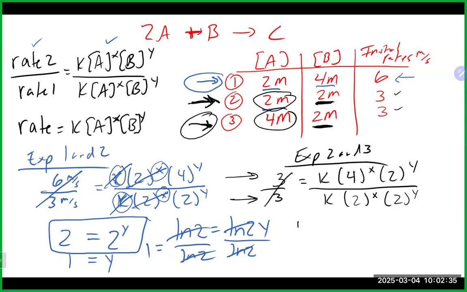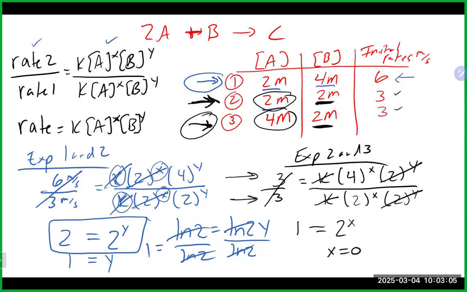We do that, and that gives me a 1. Once again, the k's here should cancel. Our 4 divided by 2 here will give me 2 to the x. And here our y's should also cancel. In this case, something that equals 1, 2 to the x equals 1, means x would equal 0. Again, that's how you get to 1. And that would give me the order with respect to A in this particular case.